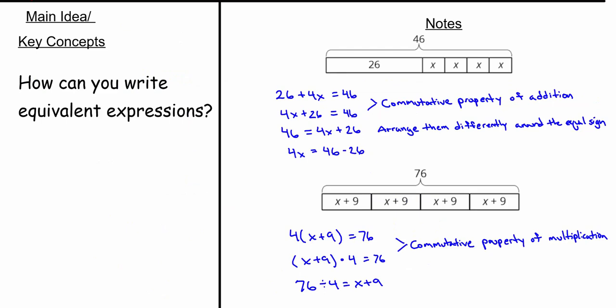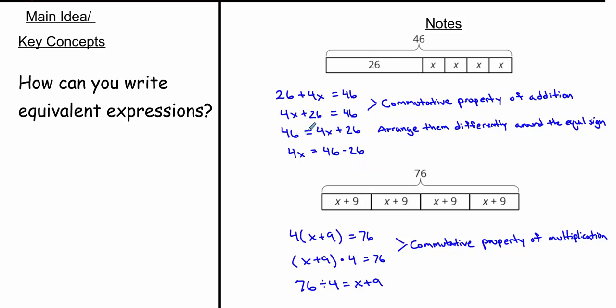So let's go ahead and do our notes. So how can we write equivalent expressions? Well, if we're looking at a tape diagram, and there's different ways to show this tape diagram, we could say that 26 plus 4x is equal to 46. But we could also use the commutative property of addition and switch these terms around. So 4x plus 26 is equal to 46.